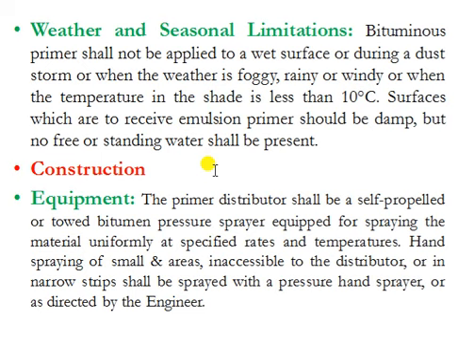Now, weather and seasonal limitation. What are the limitations for the use of this bituminous primer? Bituminous primer shall not be applied to a wet surface or during a dust storm, or when the weather is foggy, rainy or windy, or when the temperature in the shade is less than 10 degrees Celsius. Surfaces which are to receive emulsion primer should be damp, but no free or standing water shall be present.